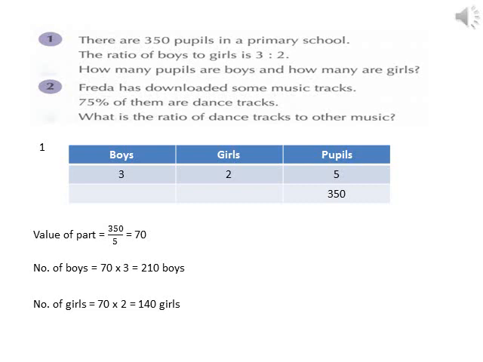And to make sure of your answer again, what are you going to do? Yes, you're going to add the number of boys to the number of girls to get the total number of pupils, which is 350 pupils.